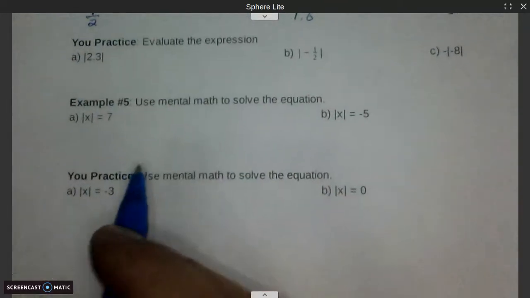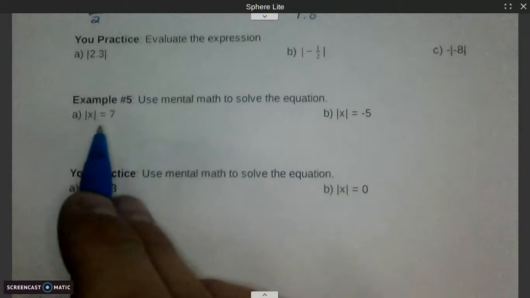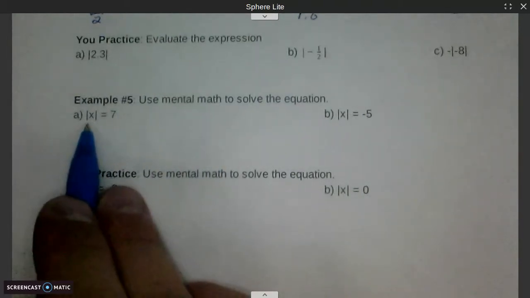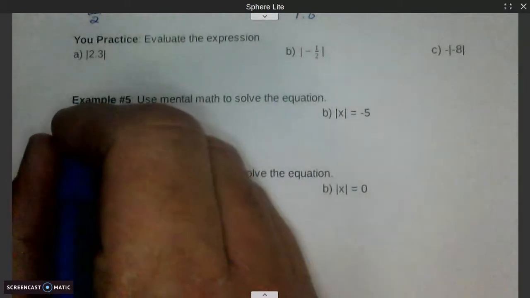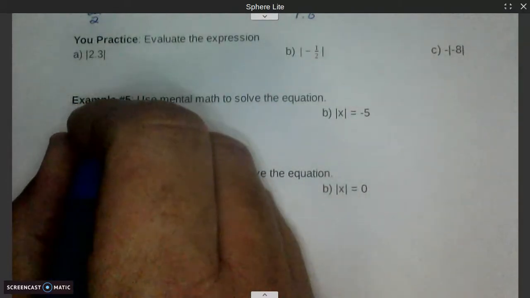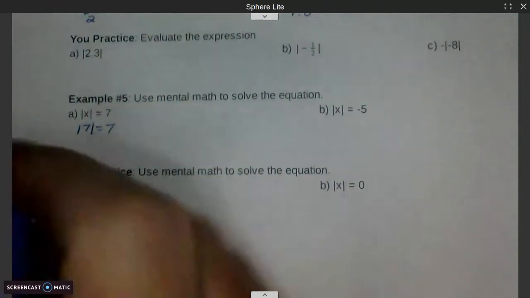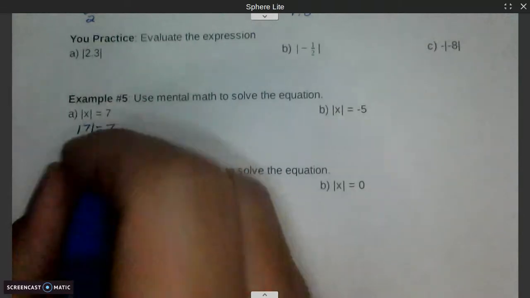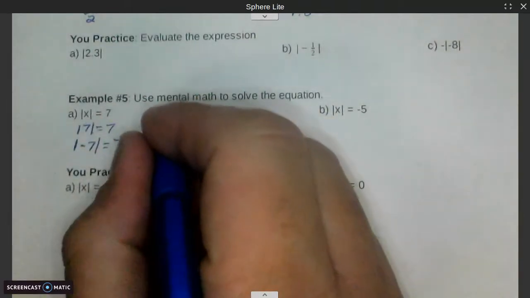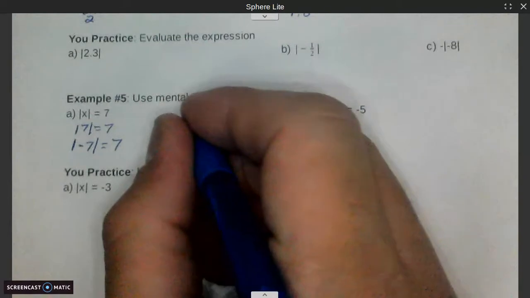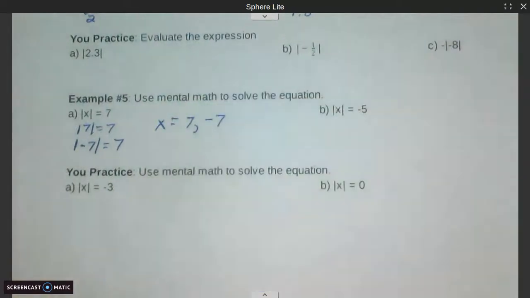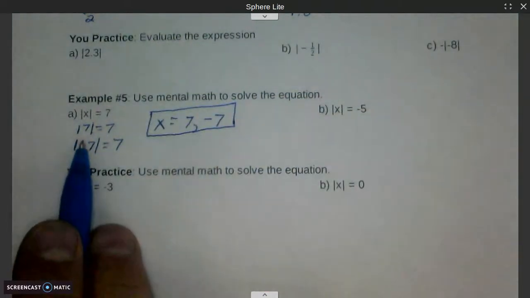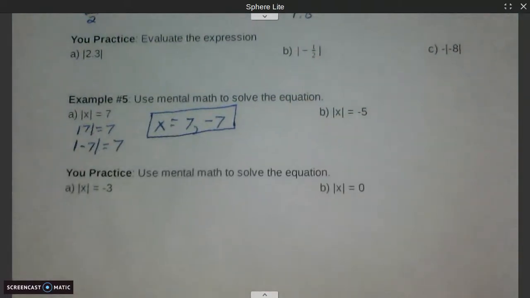And we can actually use some mental math to solve a little bit more difficult problems. In this case, we want to know what can be in this absolute value sign. Well, I know that the absolute value of 7 is 7, but you also have to remember that the absolute value of -7 equals 7. Therefore, x is equal to both +7 and -7, because remember, the absolute value is always going to be positive.